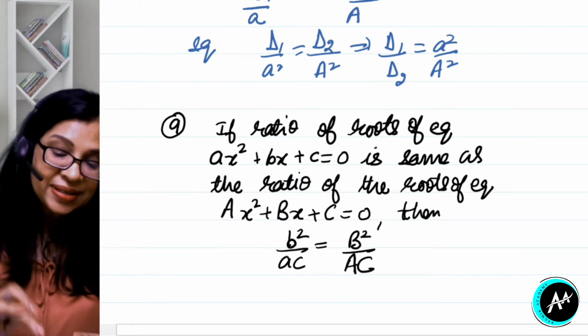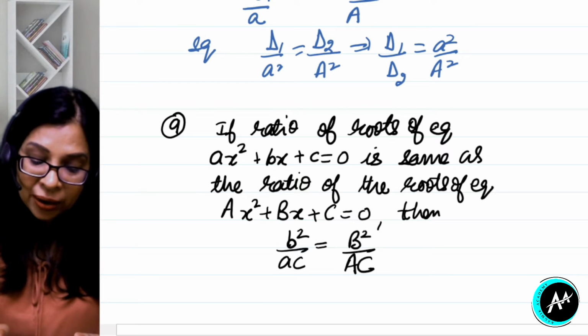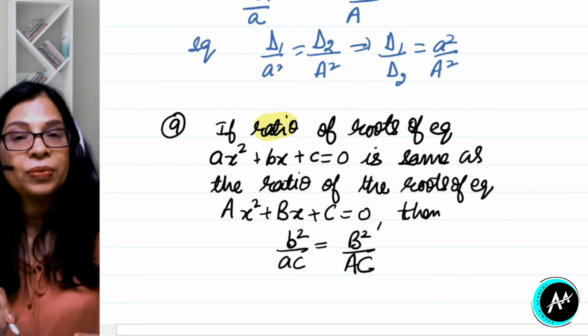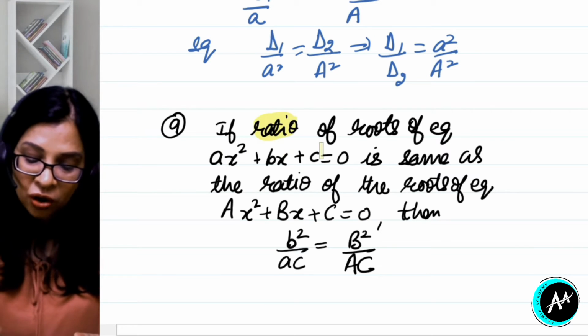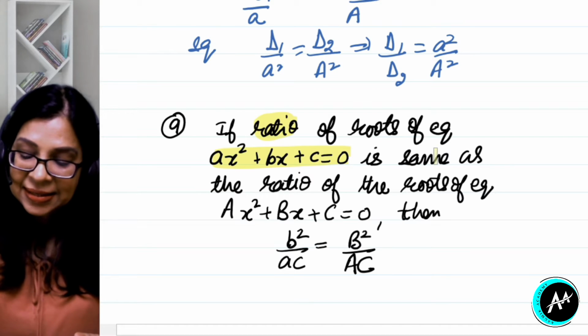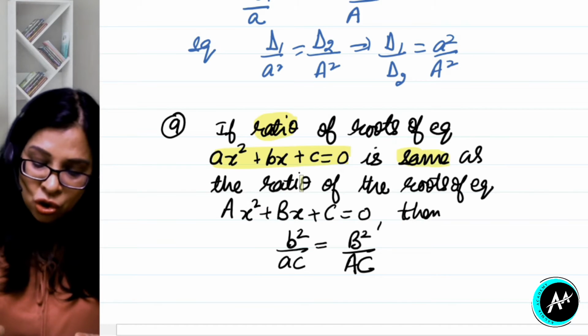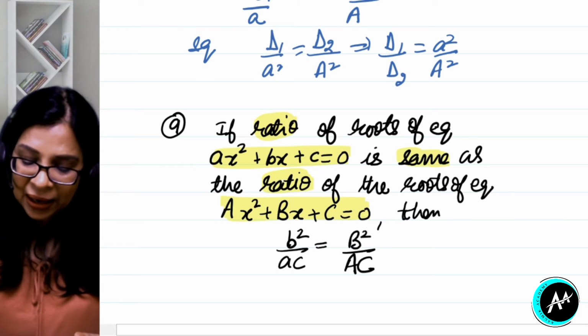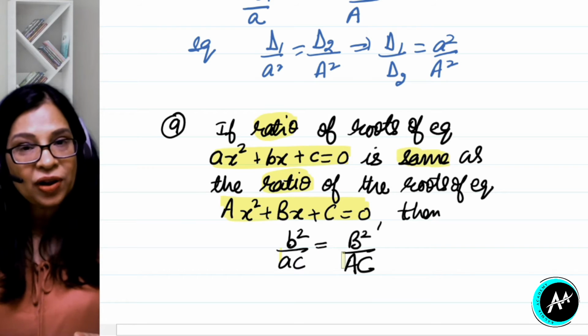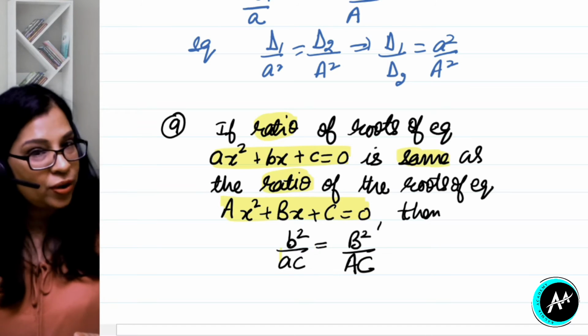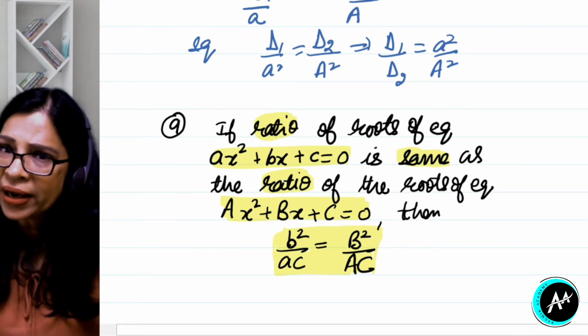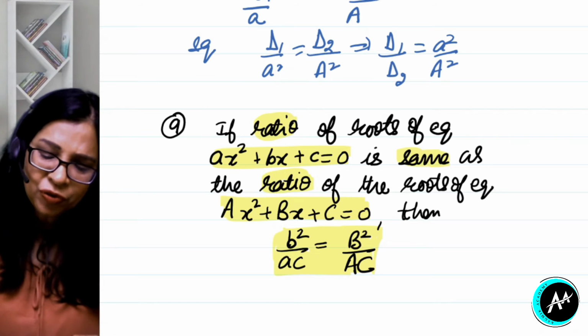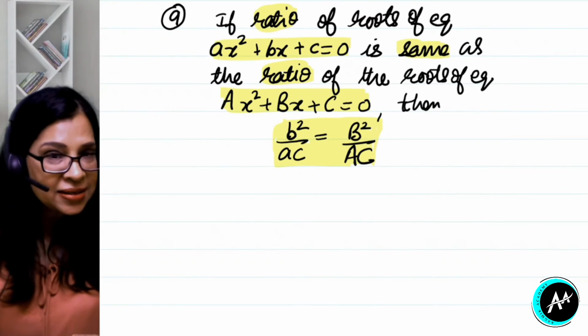Okay, so what are we saying over here? Let's see. We are now talking about the ratio. If the ratio of the roots of this equation is same as ratio of roots of this equation in which we have capitals, then I have this result which I will be able to use directly, that small b square upon AC will be equal to capital B square upon AC. Now how are we getting this? Let us see quickly before we move on to the questions based on these results.